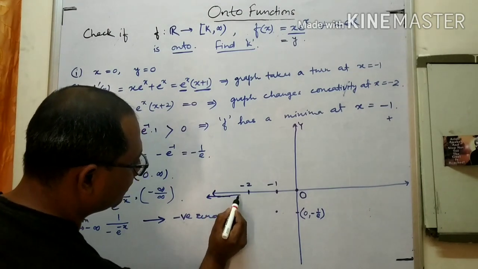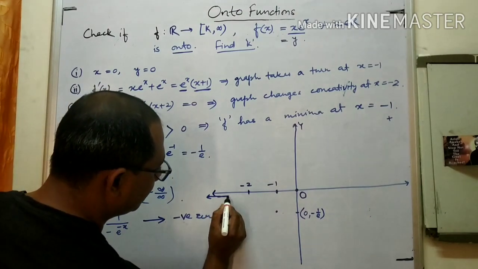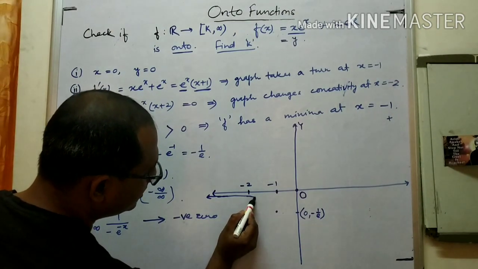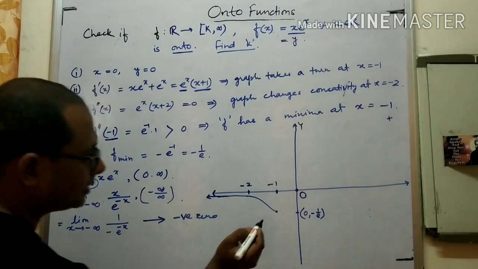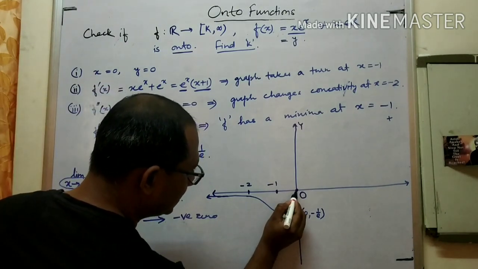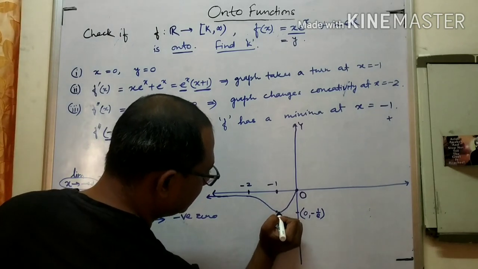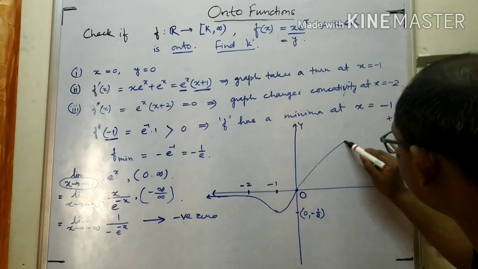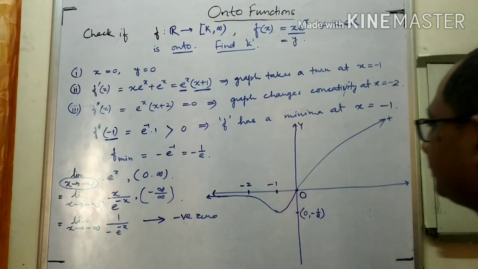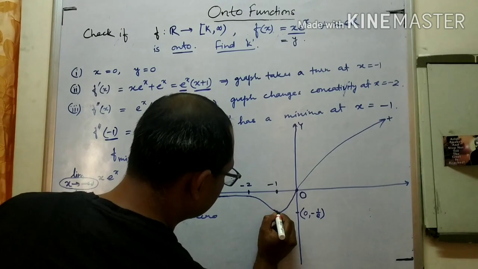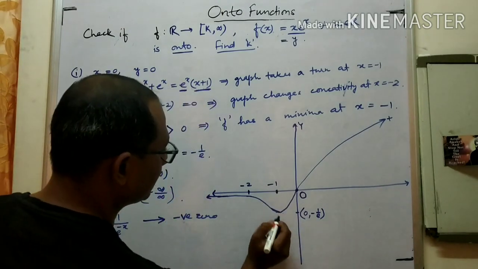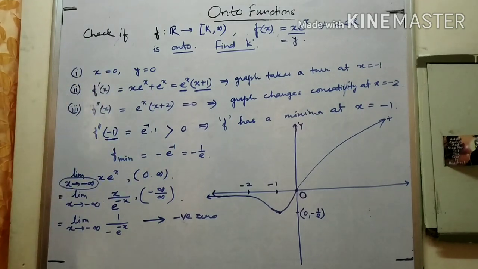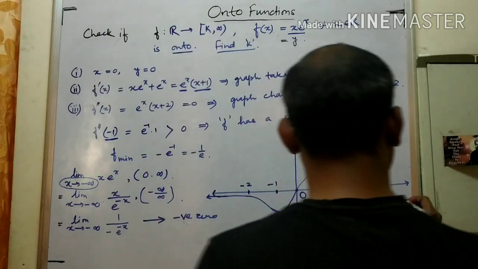So the graph will be somewhat like this. It will change the concavity at minus 2. It will go like this. This is the point of minima, so it has to increase after that. It will pass through 0 and it is going to increase. So the tentative graph of the function will be something like this. Now we can answer any question really.